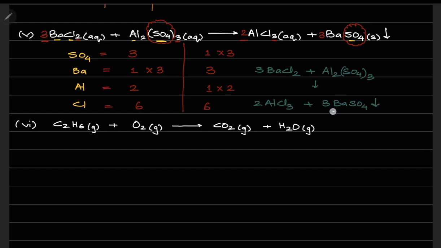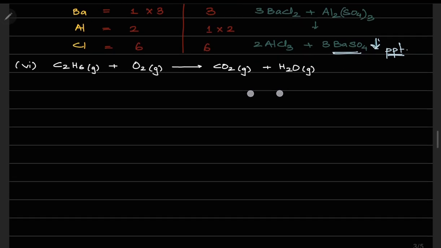That means this has been precipitated. We will learn more about it, don't worry. It is converted into solid. So this was in the aqueous state, even this was in aqueous state, even this was in aqueous state, but then this is in solid state, and that too it is insoluble. So that's the reason it is coming with a downward arrow. Okay, let's go ahead with the next one.